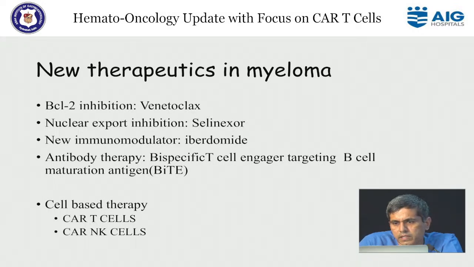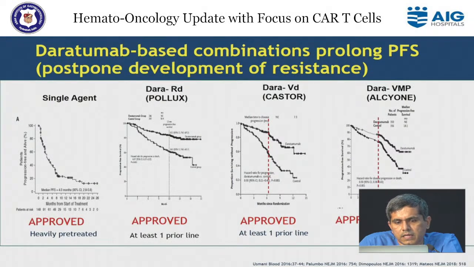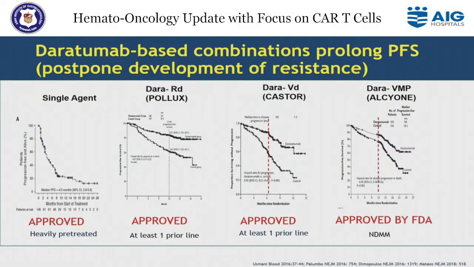Commonly used newer therapeutic agent in our clinical practice is daratumumab. It can be used either as a single agent or in combination as a doublet or triplet, and it has shown excellent response. It's available in the Indian market, but at a lot of expense.